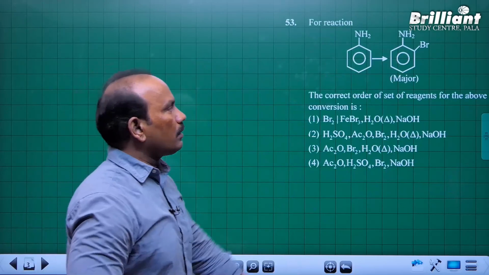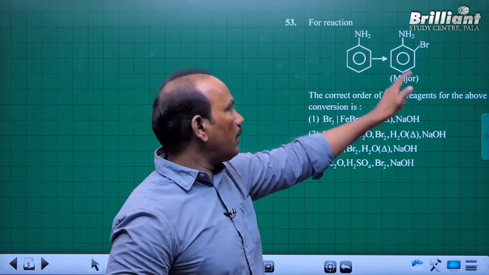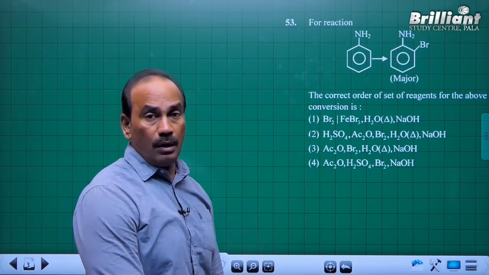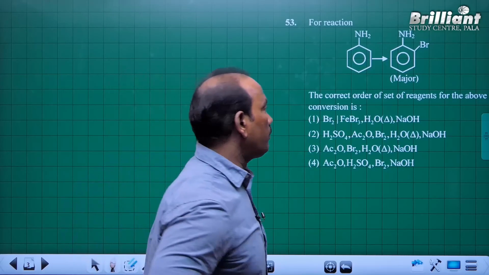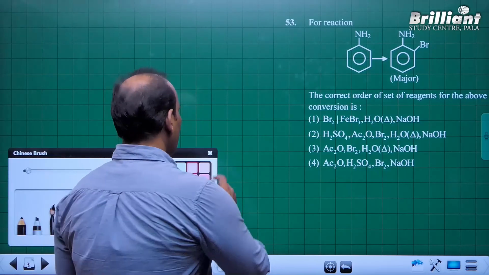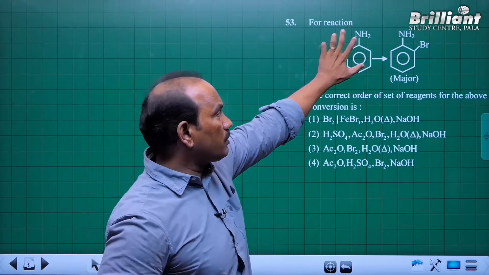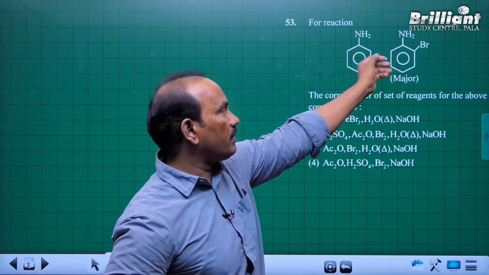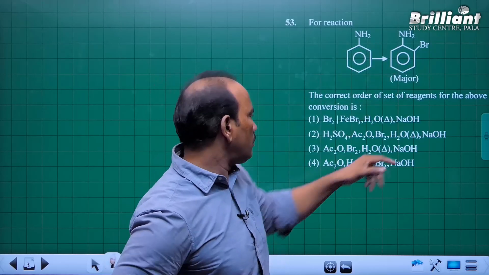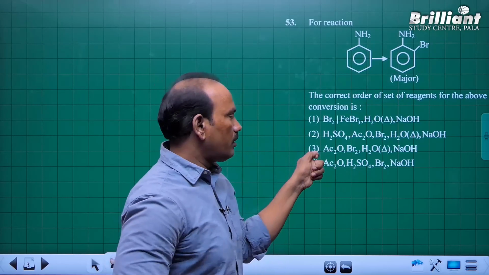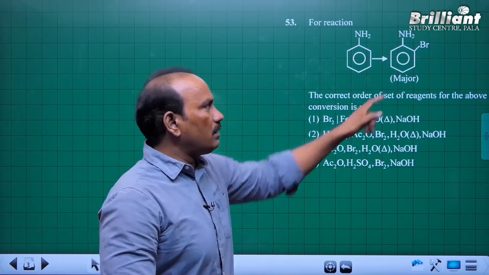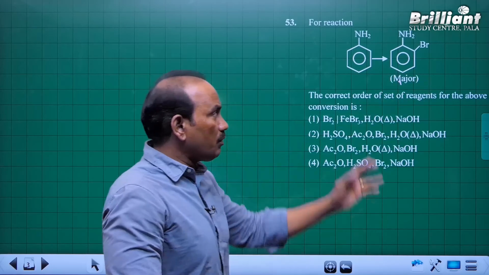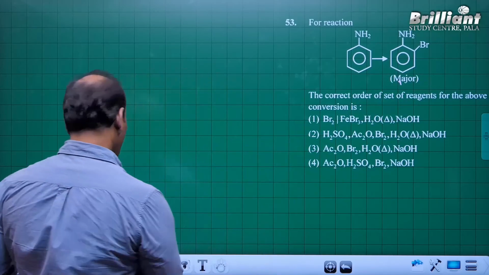Now, here we want to convert aniline to ortho bromoaniline. Generally, we know that this is subjected to acetylation. After that, we get bromination. Then we get ortho and para products. In this one, what is the major product? This is the major product, para. But we want ortho. How to get it?